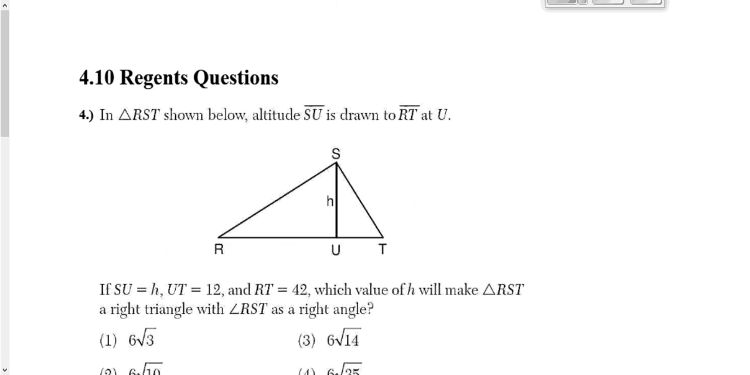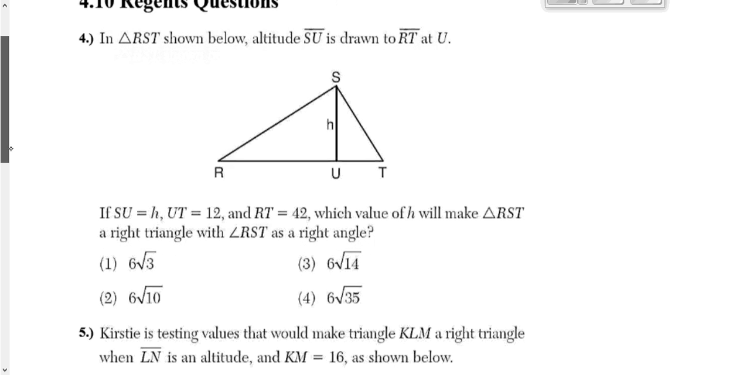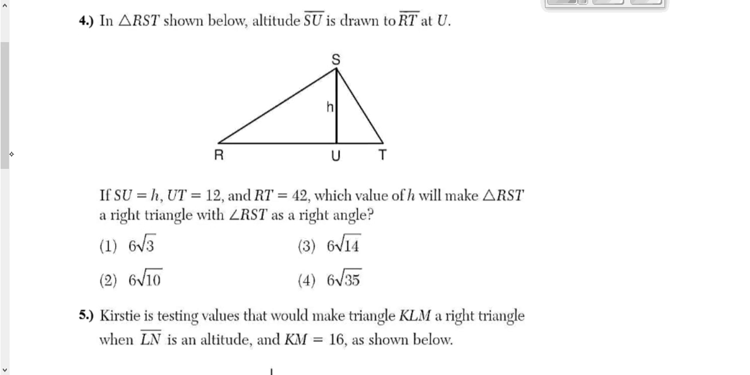All right, pick number 4. So I got a triangle RST. That's an altitude, so we know that's a right angle. Perpendicular. So let's use H. UT is 12, and RT, the whole thing here, is 42. So they're kind of asking like the converse again, aren't they?